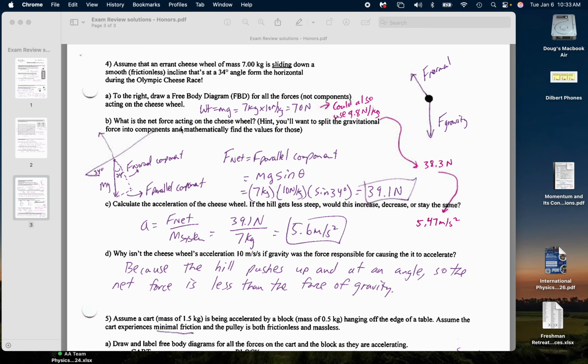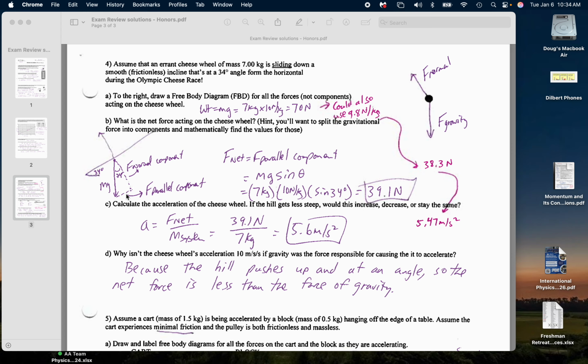So then it's asking about the net force acting on the cheese wheel. So here I redrew things, and so this gravitational force can be split up into the normal component and the parallel component. This is basically 34 degrees if this is 34 degrees. So the force of the hill and the normal component of gravity cancel out. So the net force is simply this parallel component. So it's just mg times the sine of theta.